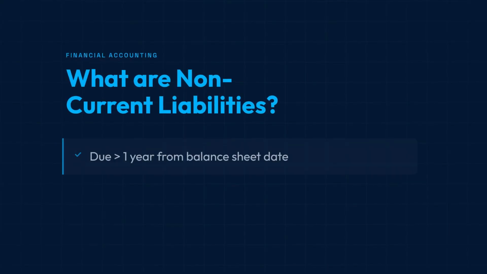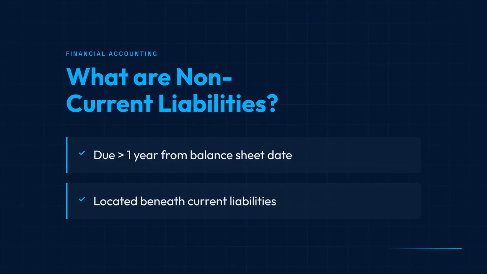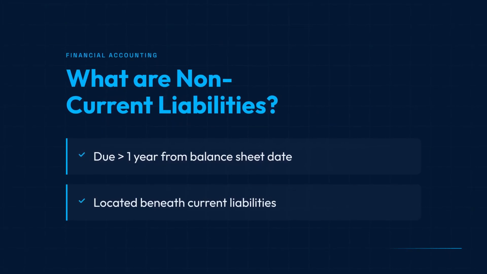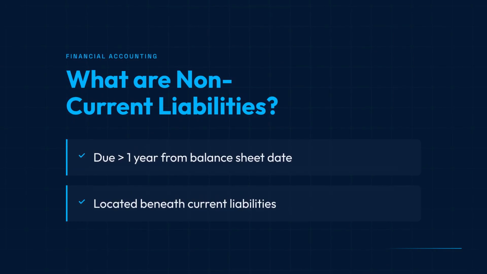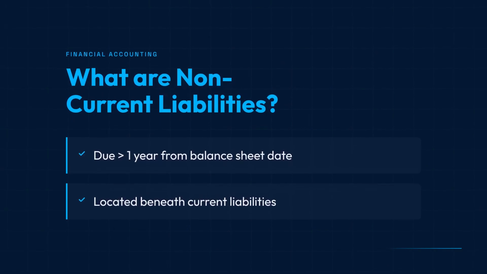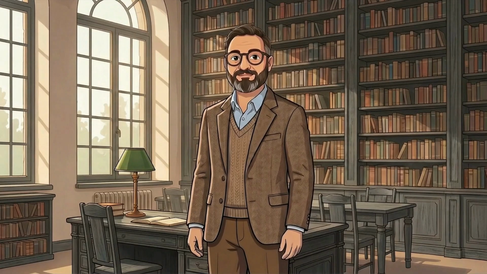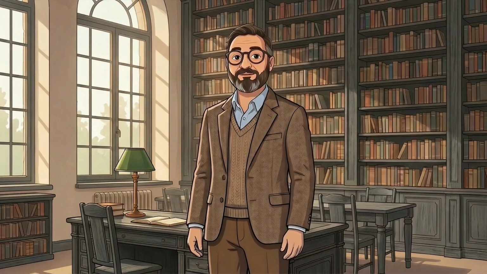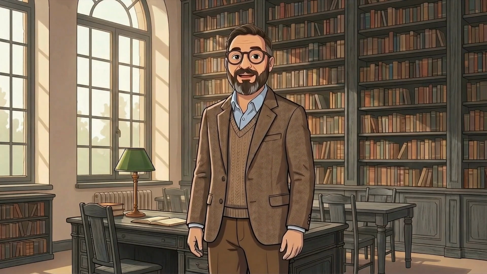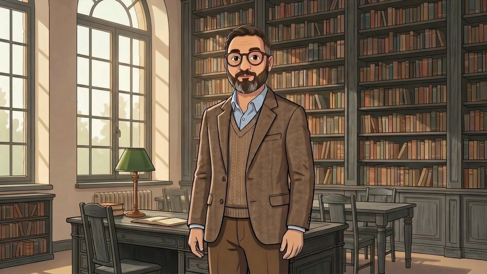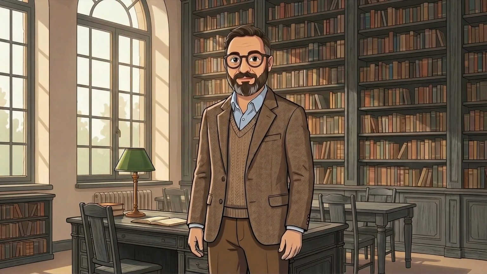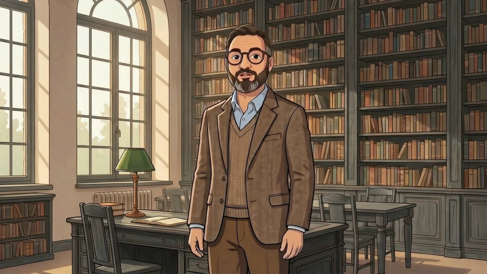Non-current liabilities, often called long-term liabilities, are obligations a company must pay in more than 1 year. On the balance sheet, you'll always find them listed directly beneath current liabilities. These liabilities are the core of solvency analysis. It answers the fundamental question: does the company have enough assets and consistent cash flow to cover its debts over the long haul? If a company can't meet these, its long-term future is at risk.